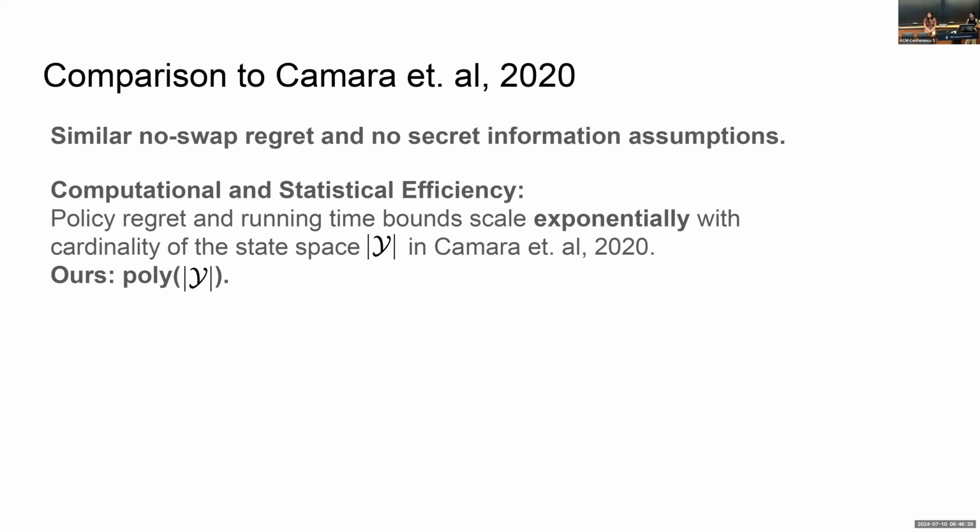In Camara et al., the policy regret and the running time bound scale exponentially with the cardinality of the state space, the number of possible states of nature. But in our work, we improved this exponential dependency to a polynomial. And this is because they require full calibration for the forecast. But in our work, we only have the forecast calibrated conditional on some polynomial number of events. I will talk about which events we want to calibrate on later.